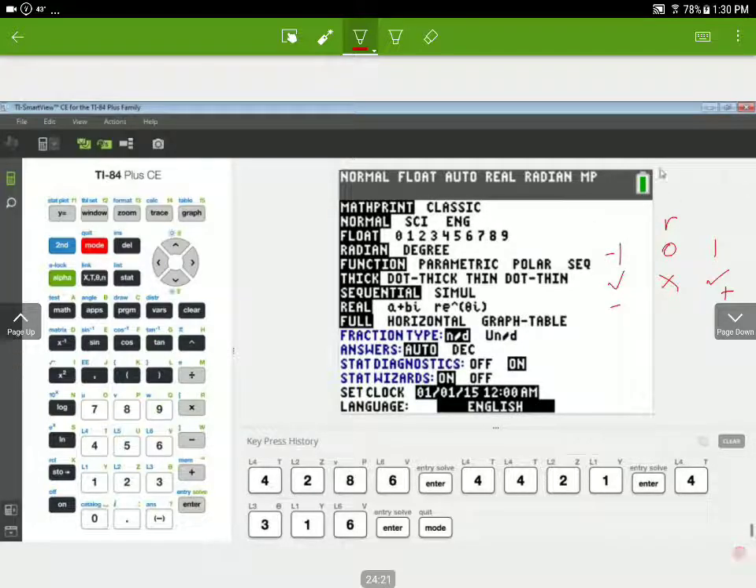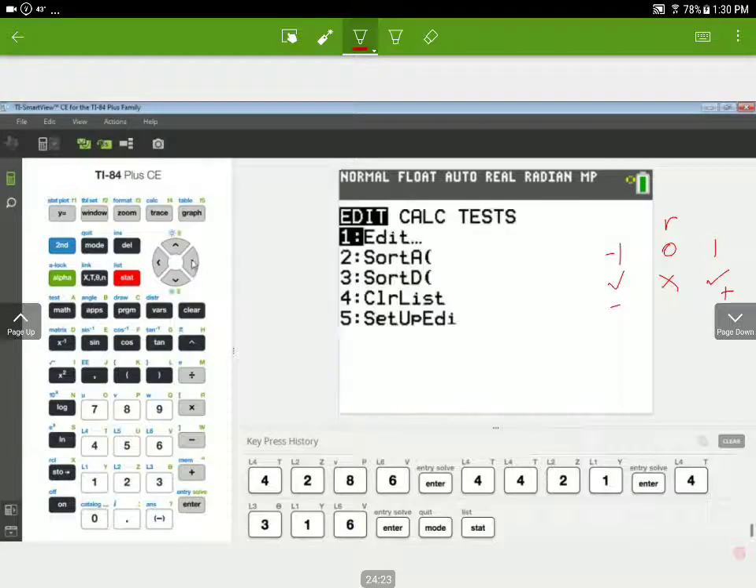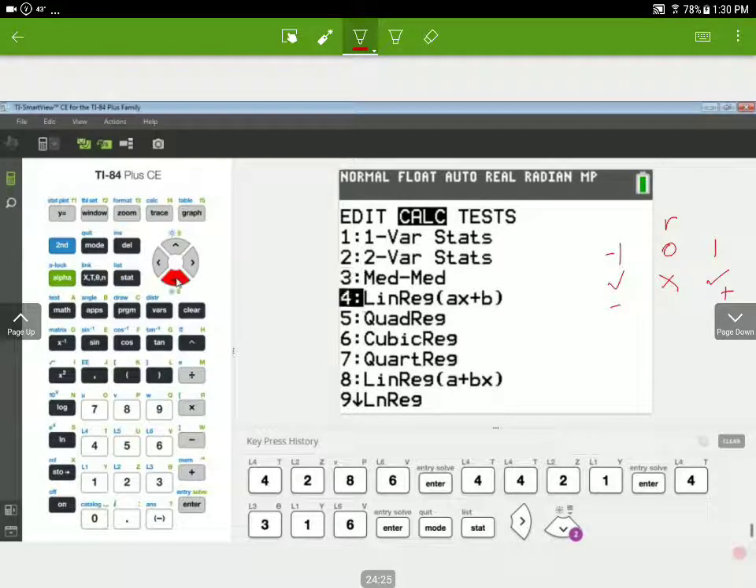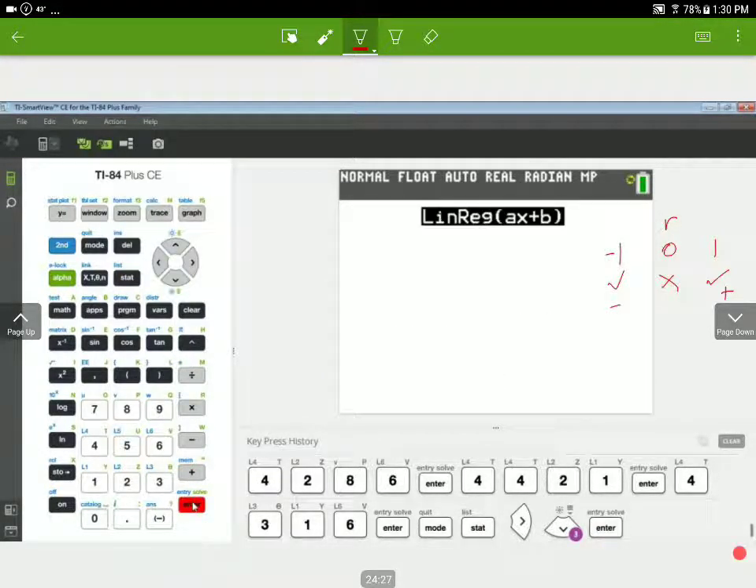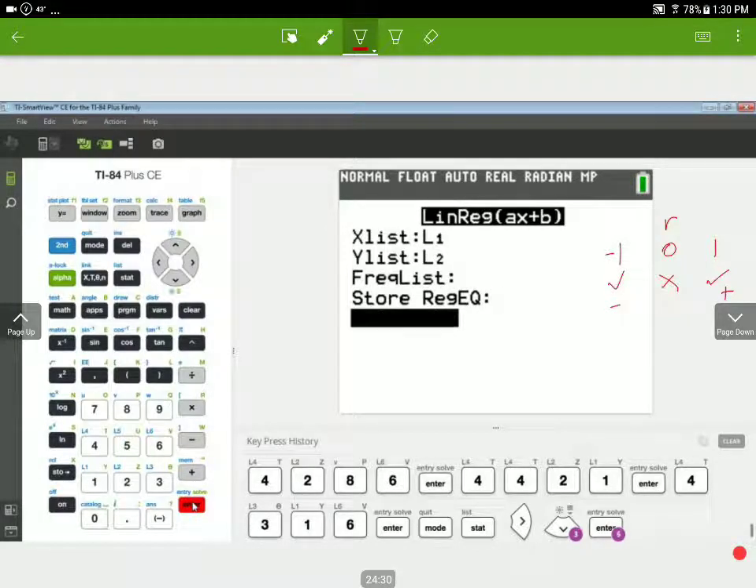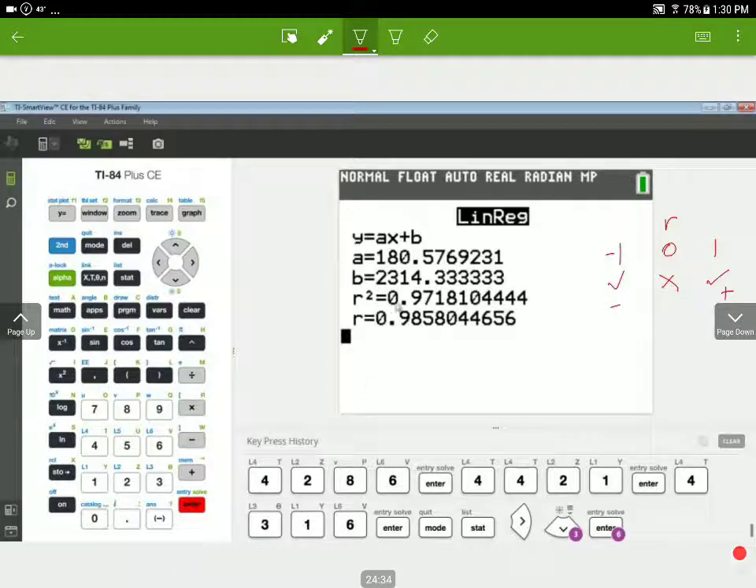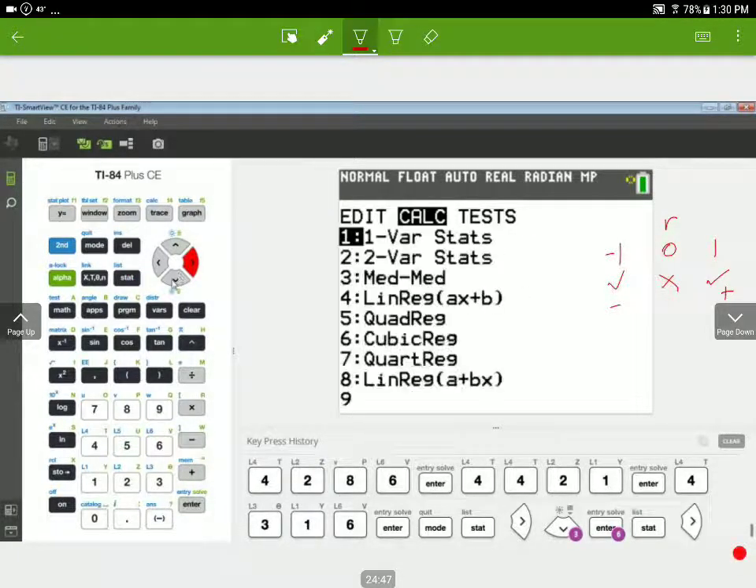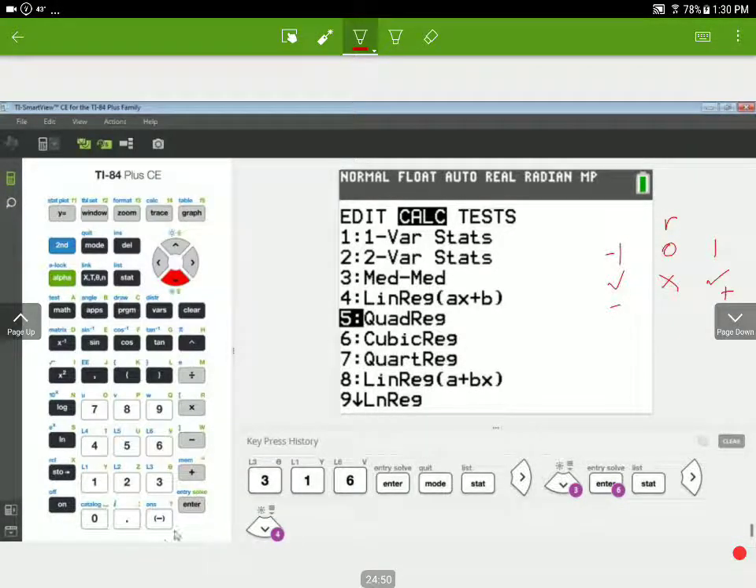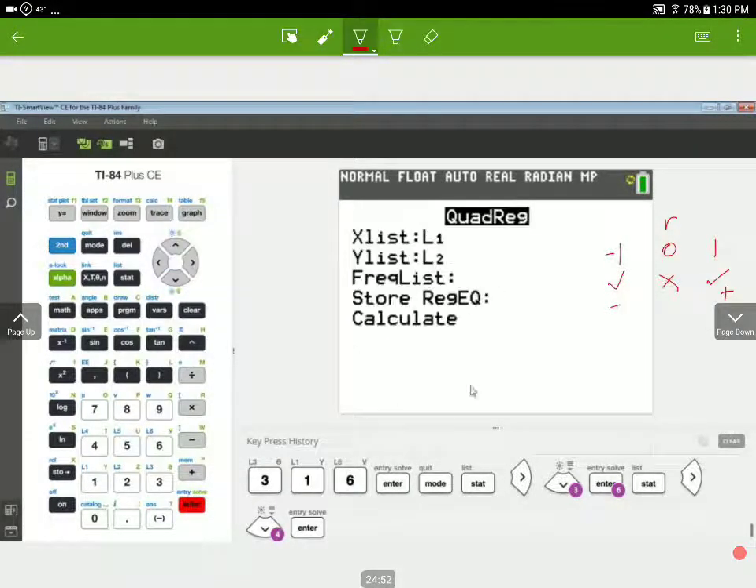So here's what we do. Go to Stat, Calculate, scroll down to Linear Reg, and hit Enter. And yeah, you get a bunch of big decimals. You get a 0.98, so is this one pretty good? Yeah, that's almost 1. So 0.985, your linear is really good. All right, but let's see if there's one that's better. I'm actually kind of upset with this example because most of them are really close, but whatever.